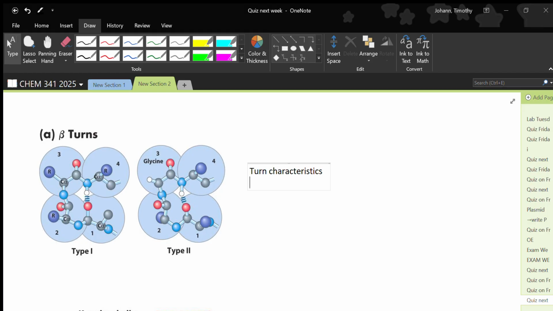What forces are holding these turns in place? What's the primary force? Hydrogen bonds, right. You see that hydrogen bond right here? So you've got a hydrogen bond between the carbonyl of this amide and the hydrogen on the nitrogen of this amide. And all of our hydrogen bonding has been between the carbonyl of the amide of one amino acid and the nitrogen on the amide of the other amino acid, for all of our secondary structures. That's what's going on. So hydrogen bonds hold the shape.